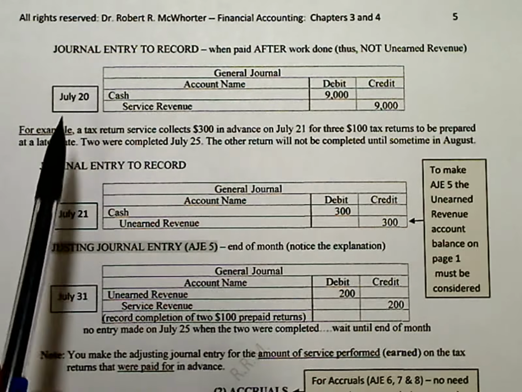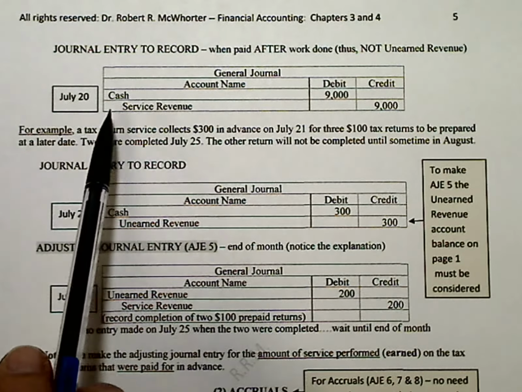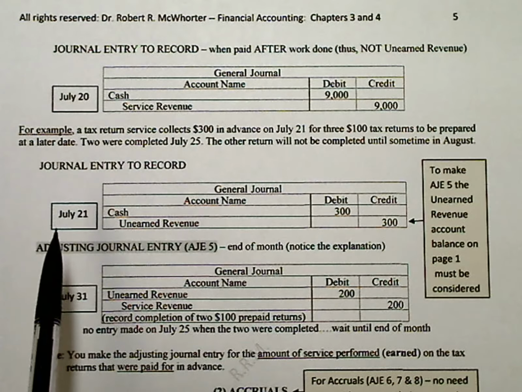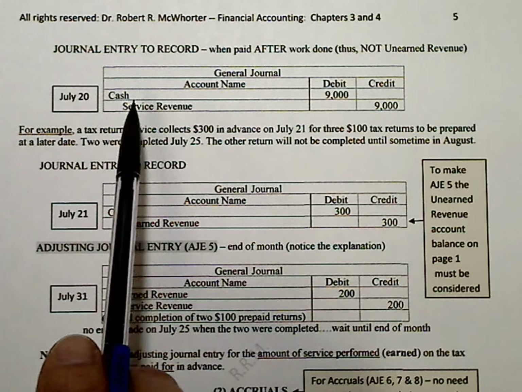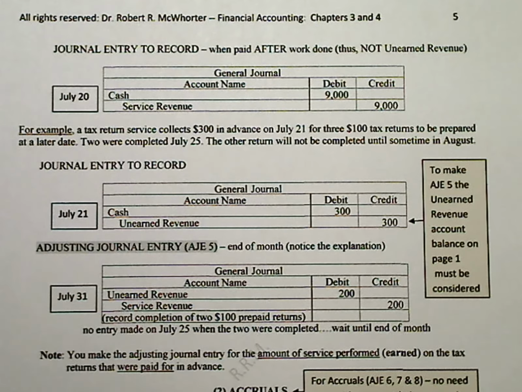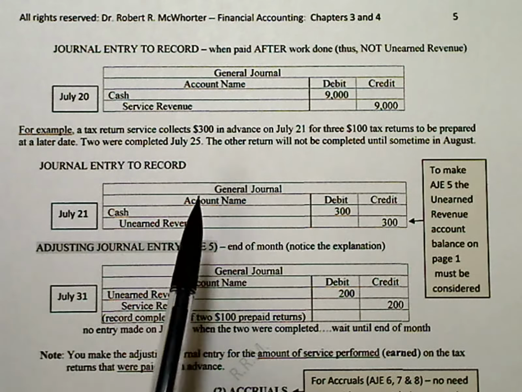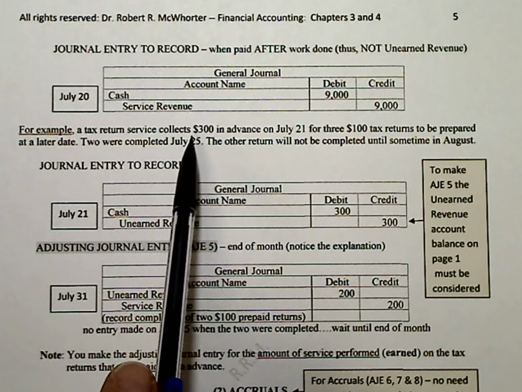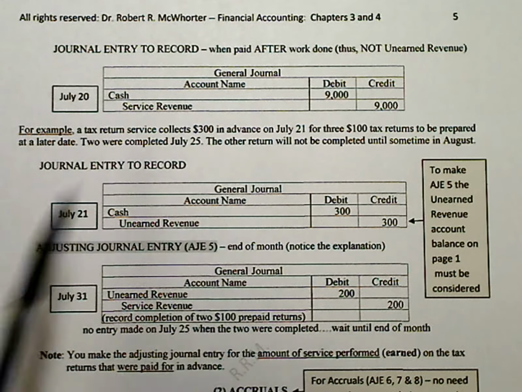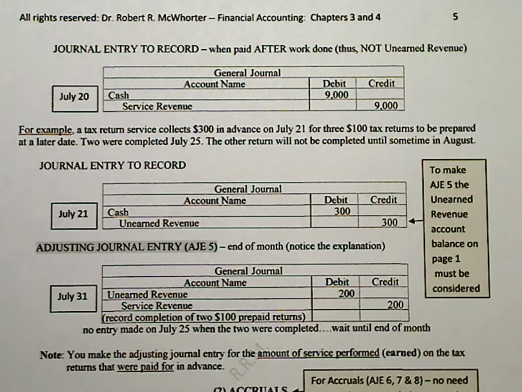Here's how we would record that. It was July the 20th, cash up by $9,000, service revenue up by $9,000. We earned it and we got paid cash. Now as we're walking out, turns out some people stop us in the parking lot and say, listen, we'd like you to do some tax work for us.